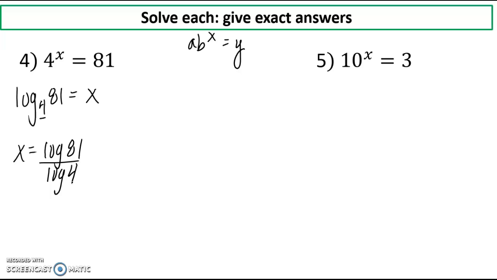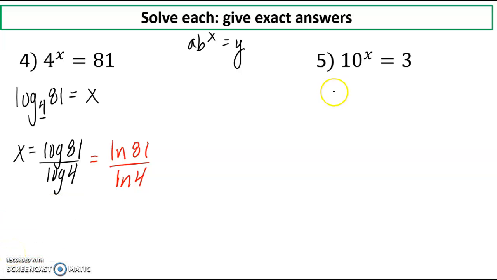Now I do ask you for exact answers, so you just leave it in terms of a log. If you prefer to use the natural log, we've seen several times that these are exactly equivalent. So whether I take the log of 81 divided by the log of 4, or I take the natural log of 81 divided by the natural log of 4, then I'm good.